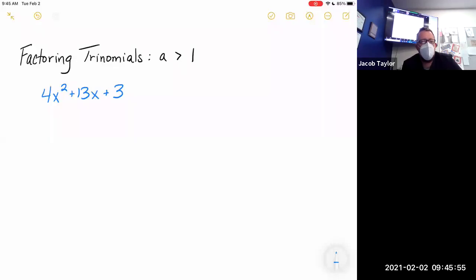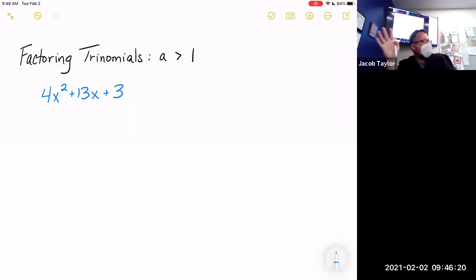So the last several days that we've been doing factoring, every single time we've done factoring problems with a leading coefficient of 1. That's a fancy way of saying that we always started with x squared. Today, I'm going to show you how to factor problems that don't start with just x squared. They start with a number in front of the x squared, like this one, for example, 4x squared.